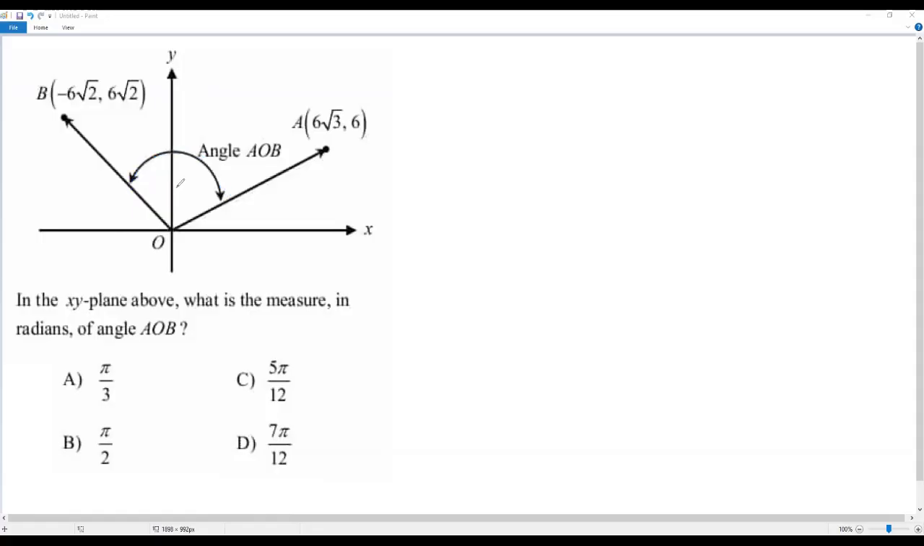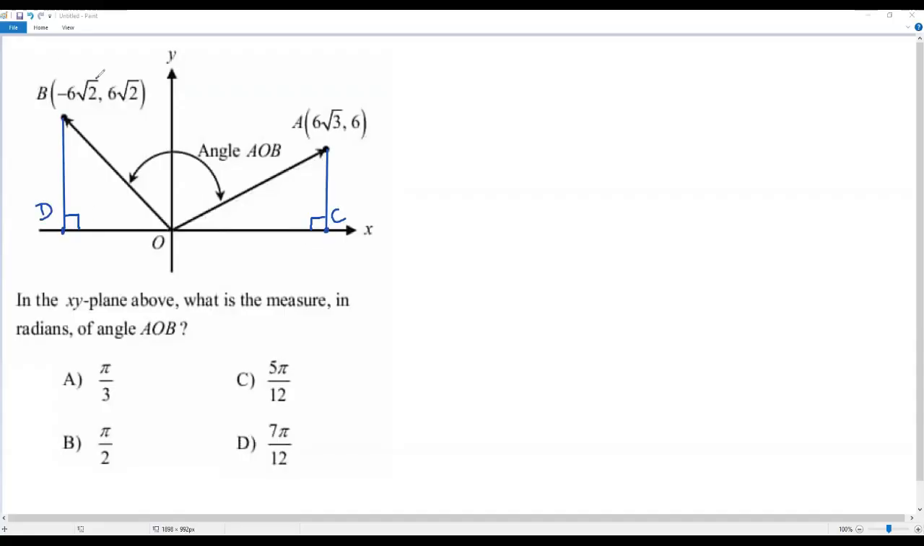Now what I'm going to do is draw a perpendicular line from the point A to the x-axis over here. And also let me draw another perpendicular line from the point B to the x-axis. Since both of them are perpendicular to the x-axis, here we have a right angle, and also here we have a right angle. Let me say this is point C, the point where the perpendicular line intersects the x-axis, and let me assume this point as D.